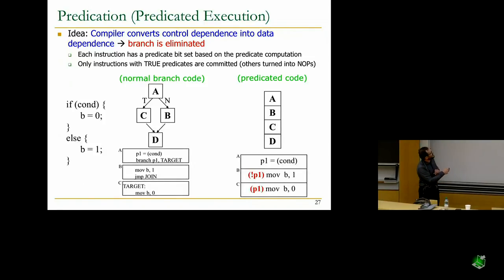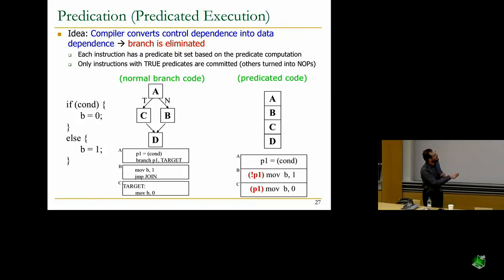So let's take a look at this example over here. This is if some condition, you set B to 0, otherwise you set B to 1. And this is a normal branch code. This is the control flow graph, as you can see. And these are three different basic blocks that you have. Predicated code, there is no control flow. It's all data flow. You set a predicate register based on the condition.